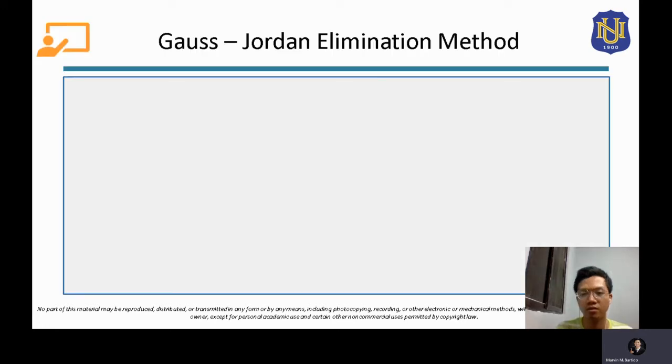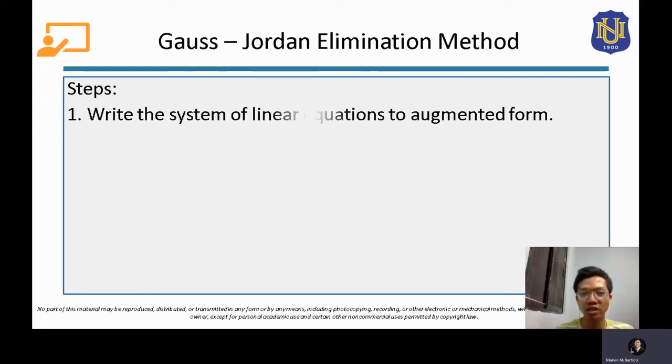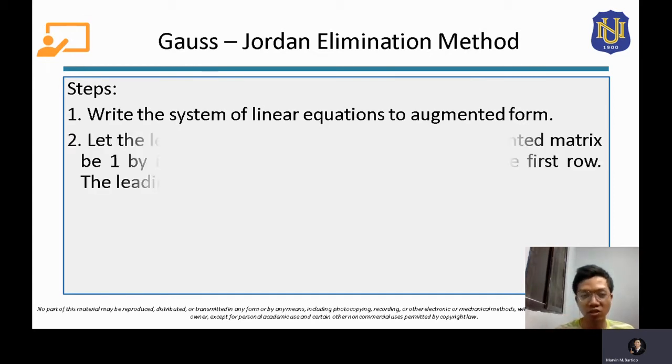So let's proceed now to the Gauss-Jordan elimination method. This method is actually similar to the Gaussian elimination method. There are just some steps that are altered from Gaussian elimination. So here are the steps for the Gauss-Jordan elimination method. The first step is to write the system of linear equations in augmented form, which is the same first step as in Gaussian elimination, right?